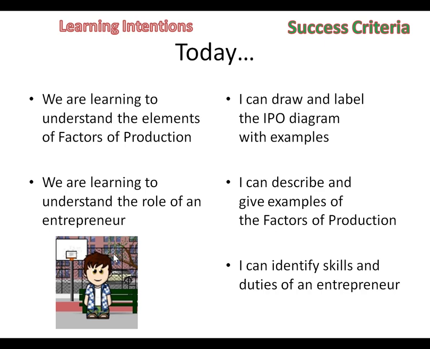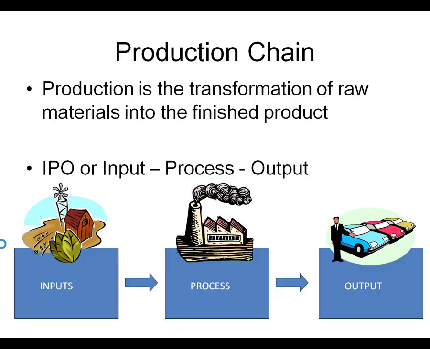So today we're learning to understand the elements of factors of production. We are learning to understand the role of an entrepreneur. Success criteria. I can draw and label the IPO diagram with examples. I can describe and give examples of the factors of production. And I can identify skills and duties of an entrepreneur.